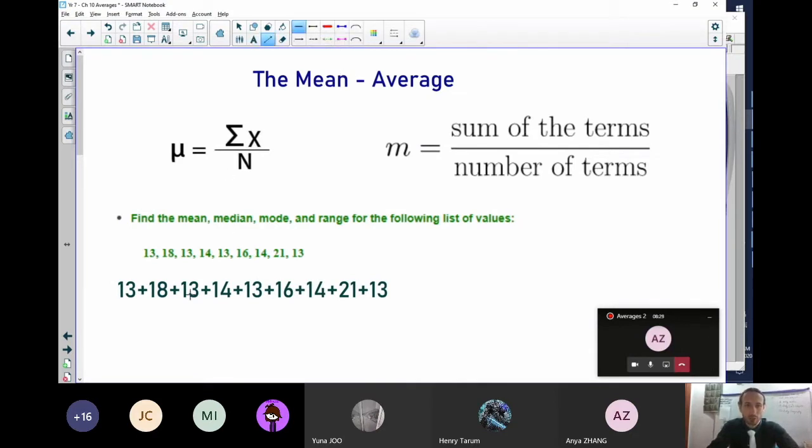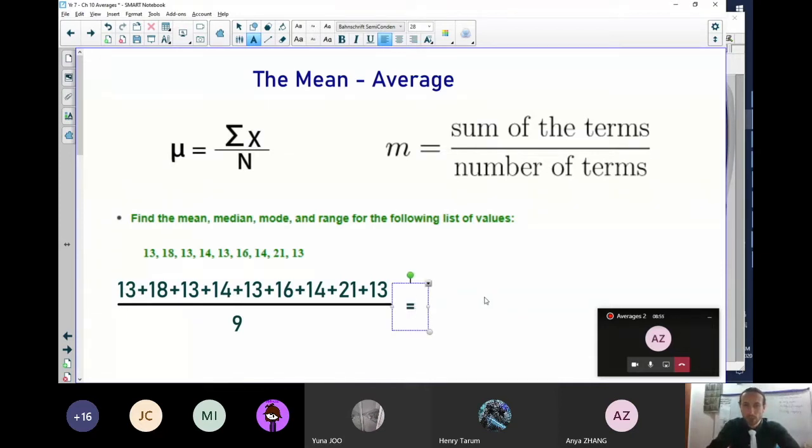So I'll put a line underneath here, and that's divided by the number of terms. The number of terms that we have is 1, 2, 3, 4, 5, 6, 7, 8, 9. There's 9 terms there. So at the bottom here, I'm just going to write 9.